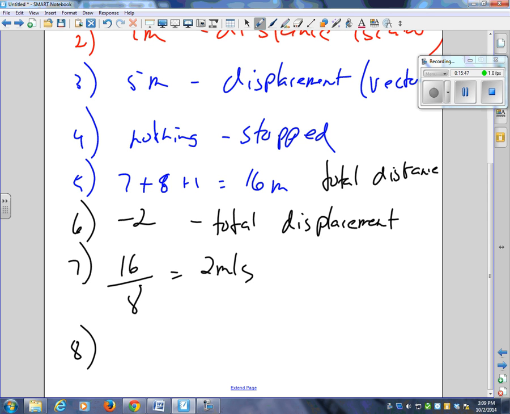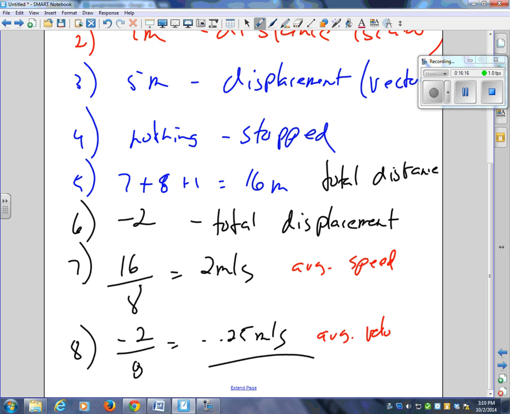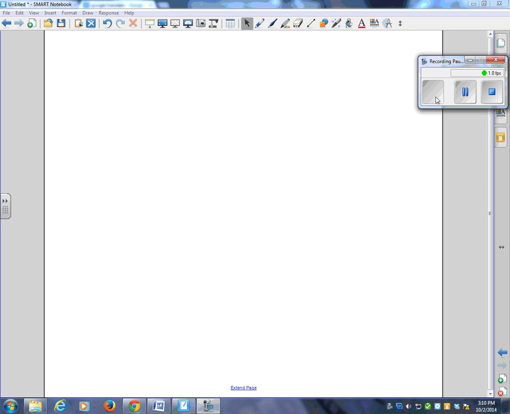Yeah. What is the cart's average velocity? That's going to be -2/8. Why -2? Because velocity is displacement over time. And so that's going to be -0.25. Please note the difference between distance and displacement and average speed and average velocity. Please note the difference. It's an average distance over time.